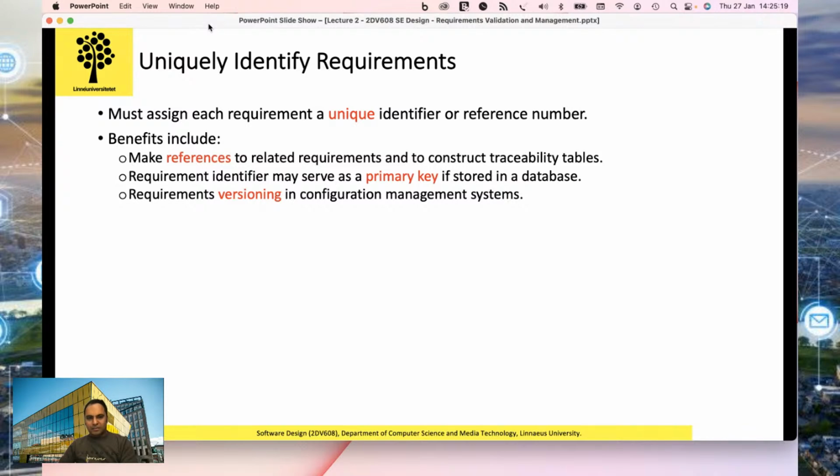The benefit of identifying requirements is, of course, that you can uniquely reference them. If you are storing your requirements in a database, you can use those unique identifiers as a primary key in your database. And then, let's say your requirements are changing over time and you need to version your requirements, you can do the versioning based on those unique identifiers.